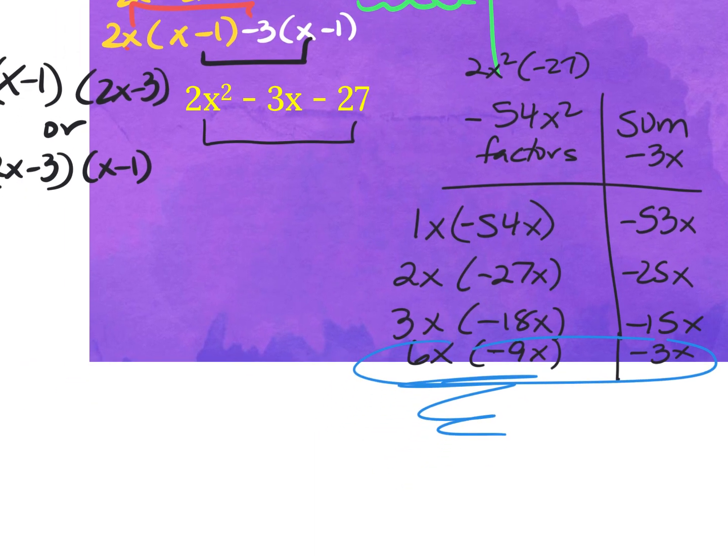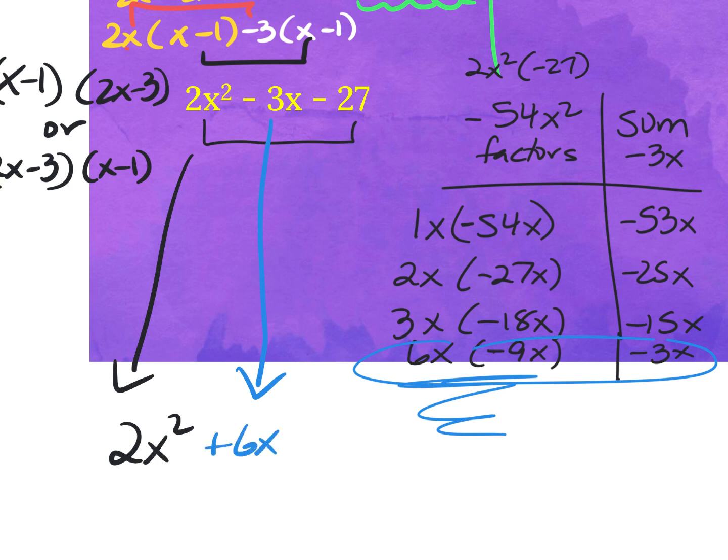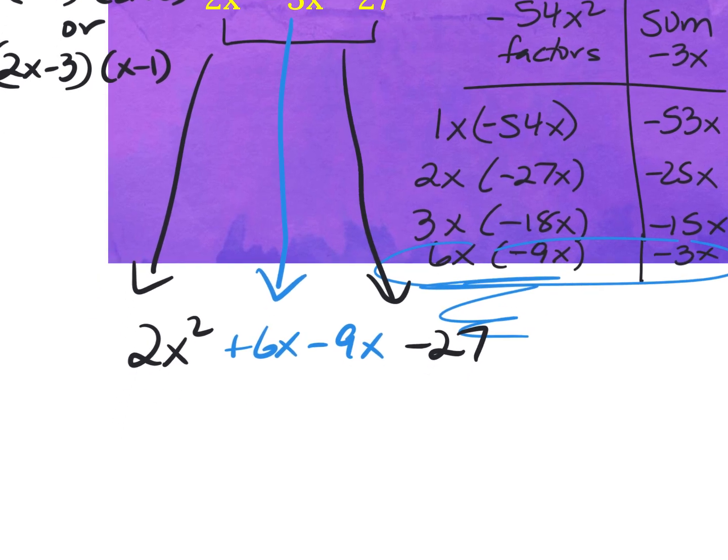So I'm going to go ahead and rewrite the 2x squared, and replace the -3x with the two numbers I just found. And again, the order that you place the 6x and the -9 does not matter. You will get the same answer either way. So now that I found the two that will give me the middle, make your groups. So I'll do a red group and a purple group.